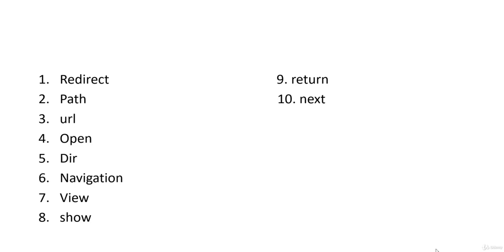These are a couple of parameters which will be responsible for the redirection. You'll have redirect, path, URL, open, dir, navigation, view, show, return, next. If you ever get a parameter that starts with redirect, you can simply open that parameter and make sure you enter any URL into that redirect parameter, and let's see if it redirects to that website or not. If it redirects, there is URL redirection, but if it doesn't redirect to the new web page, then there is no open URL redirection.